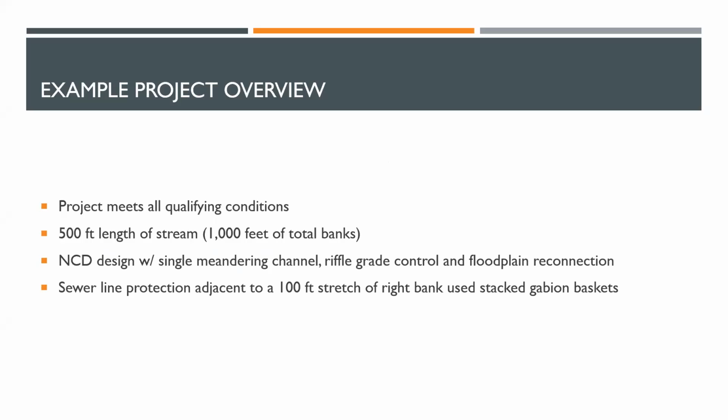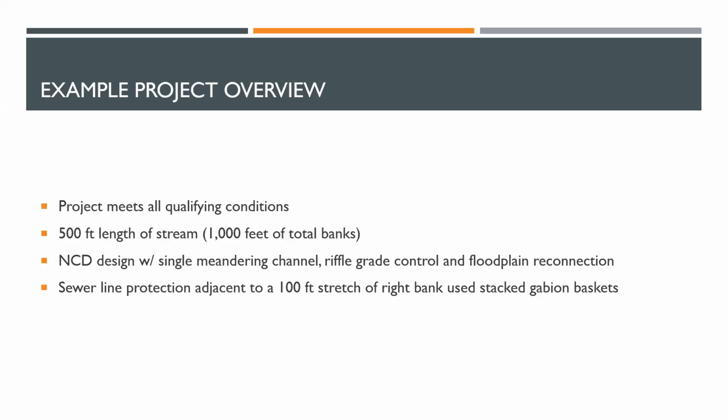So for this example, let's say, at the very start, your project has to meet all the qualifying conditions. So let's say we've gone through, done a thorough review of those, and we meet the qualifying conditions. So you have a 500-foot length of stream, which is 1,000 feet of total bank, right? You've got 500 feet of bank on each side of the stream channel.